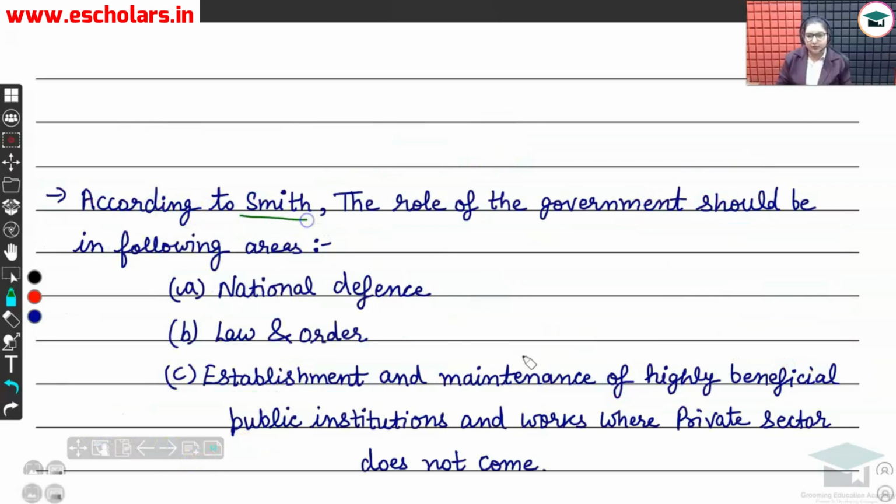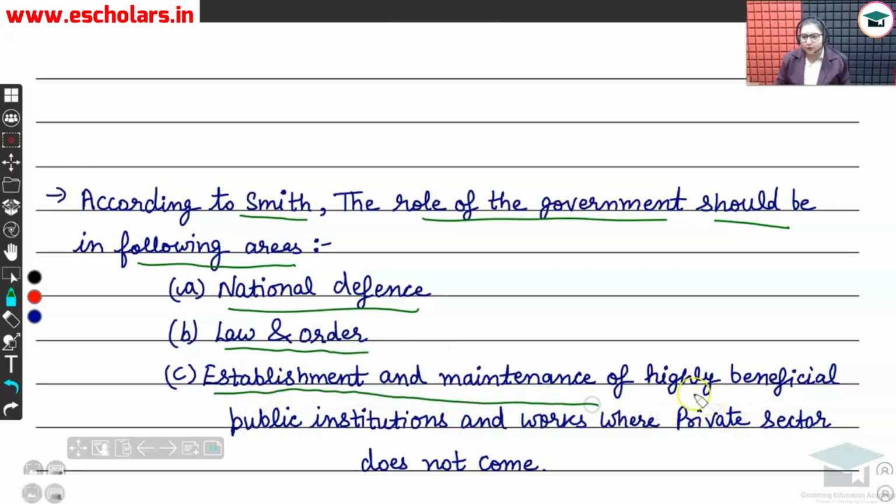Now, according to Smith, the role of the government should be in the following areas: national defense, in order to protect the security of the nation. Next, law and order, in order to give justice to all the people, and establishment and maintenance of highly beneficial public institutions like government schools, government hospitals, and works where the private sector doesn't come. Okay, so that is the works which will lead to social welfare.